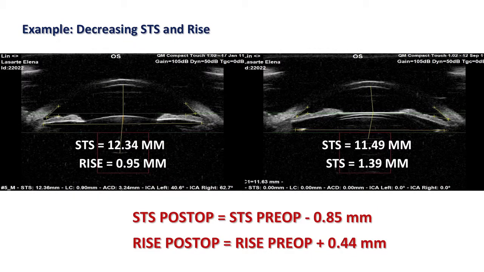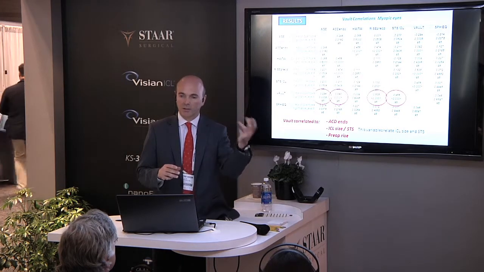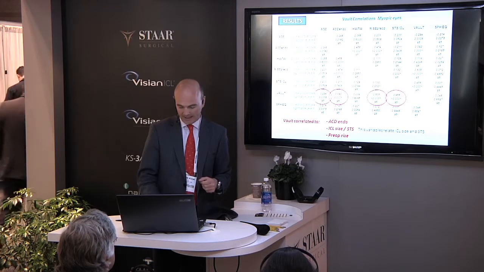This is an example where there is a decrease in size, and of course this is because the lens maybe was a little shorter. And now we started finding the correlations, and we saw that the bolt was correlated to the ACD, to this parameter, which is the relation between the ICL size and the sulcus to sulcus, because when we do the correlation analysis, we cannot put in just the sulcus to sulcus, it must be related to what we implanted, and the pre-op rise.